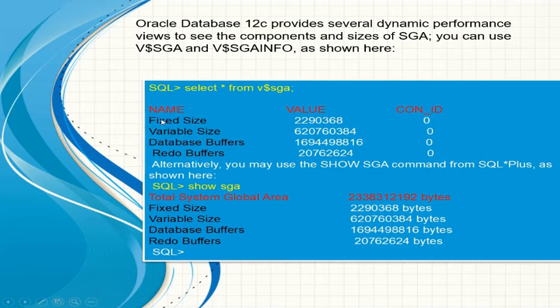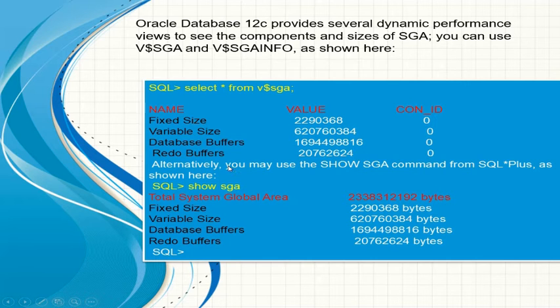The fixed size of the SGA is this, in megabytes. The variable size is this. The database buffers, in megabytes, approximately 1 gigabyte. The redo buffers, in megabytes.